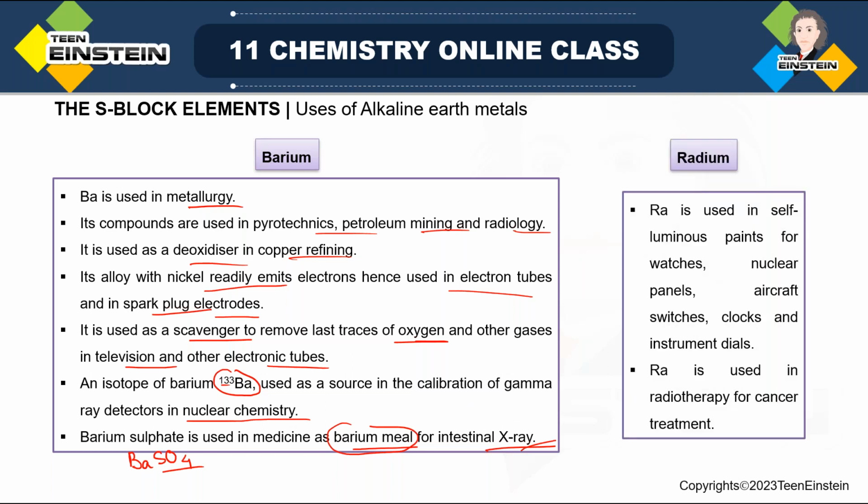Radium is used in self-luminous paints for watches, nuclear panel, aircraft switches, clock, instrumental dials. So it has some self-luminous property. So if there is dark and you have radium, it glows. Okay. Then radium is used, this is a very important application, in radiotherapy for cancer treatment. Okay. Now we have seen all the uses of different elements.